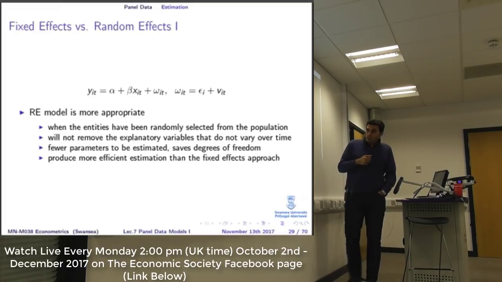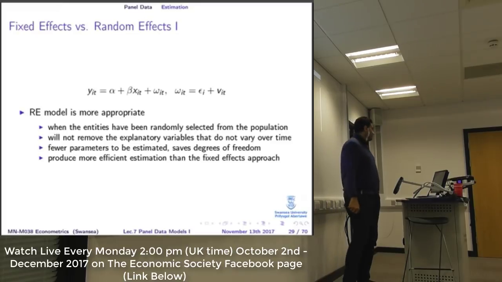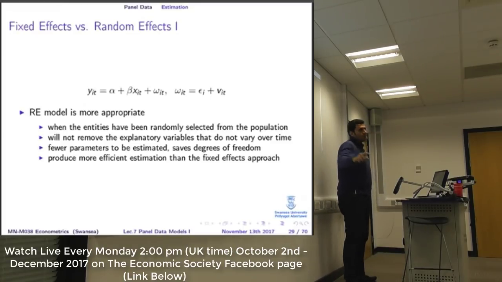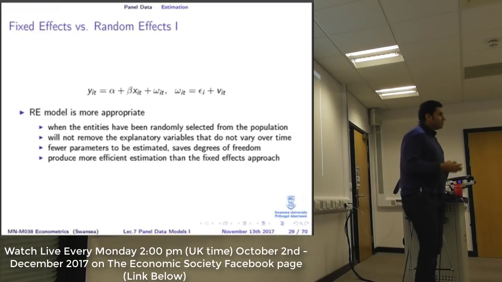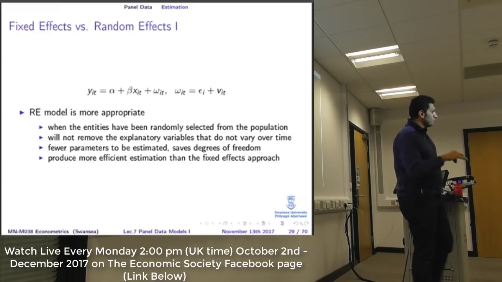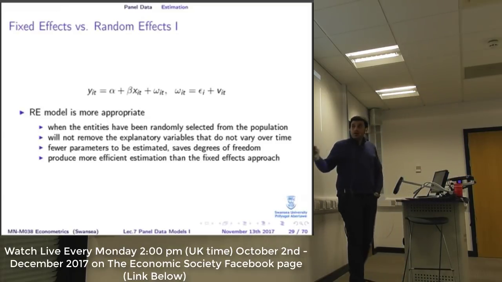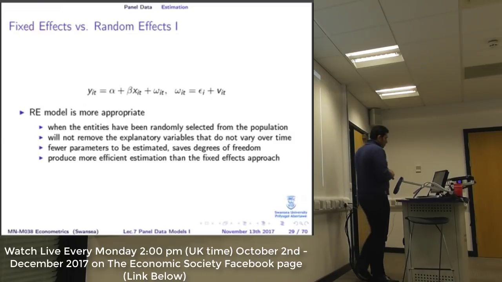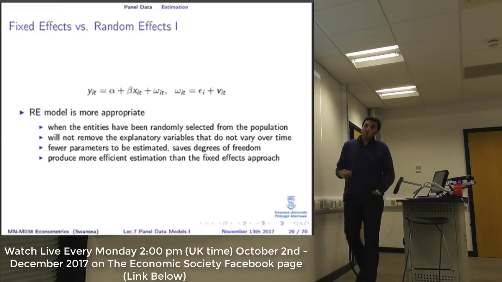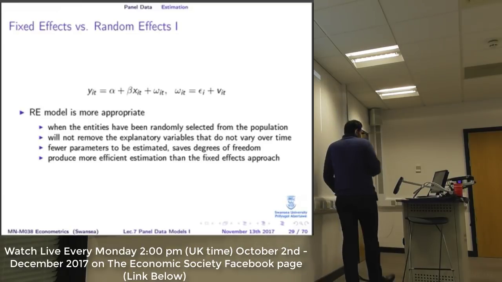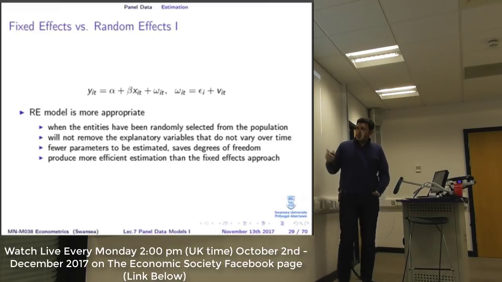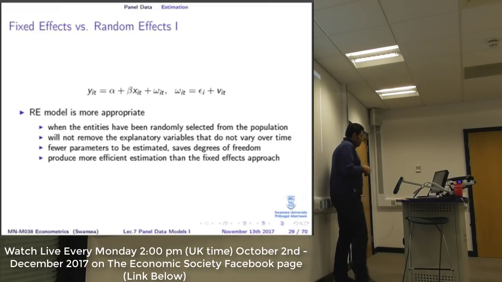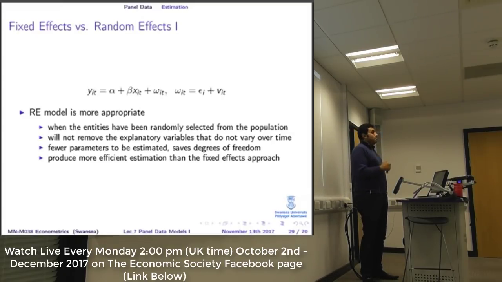Also, one advantage of using it is that it will not remove the explanatory variables that do not vary over time. Remember when we did the within or the first difference transformation to estimate the fixed effect model, we said that those variables that don't vary over time will drop. So one advantage of the random effect model is that the explanatory variables that are time invariant will not drop from the model. We have fewer parameters to estimate.